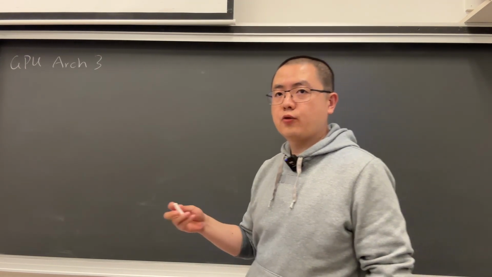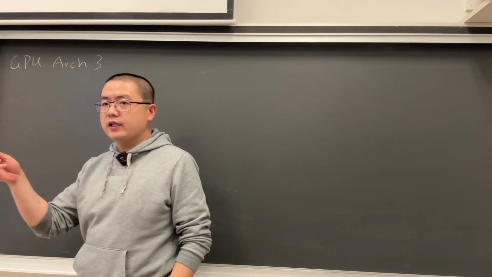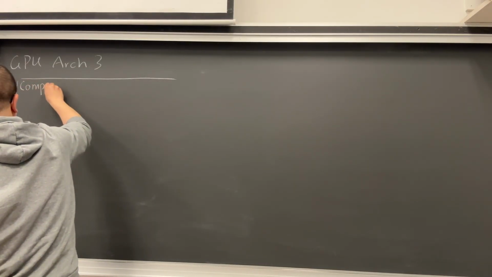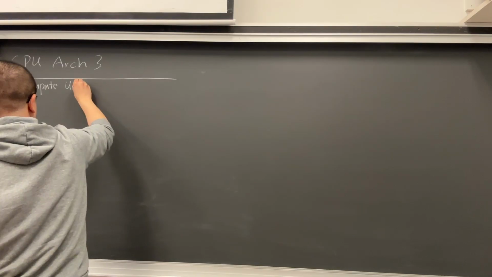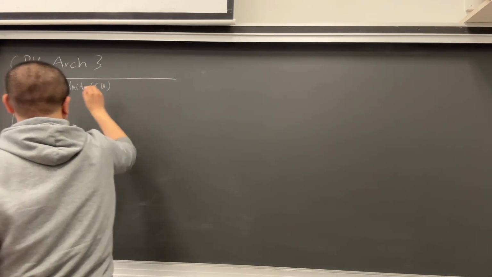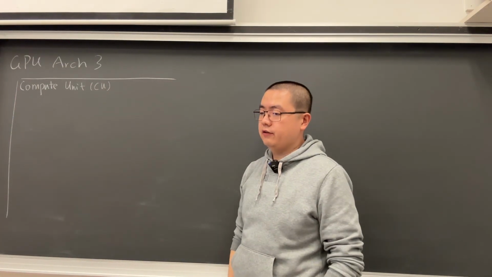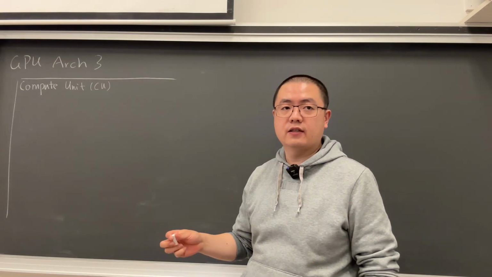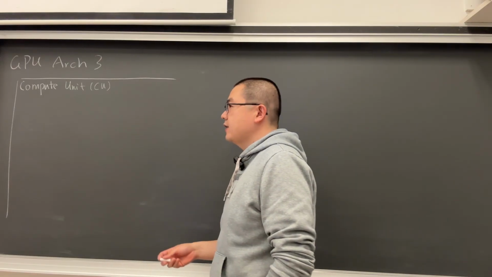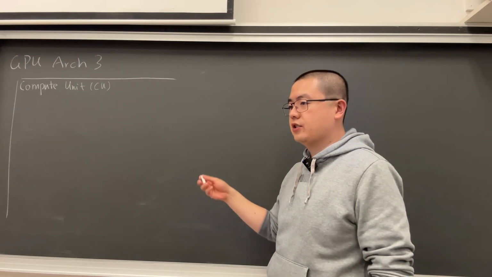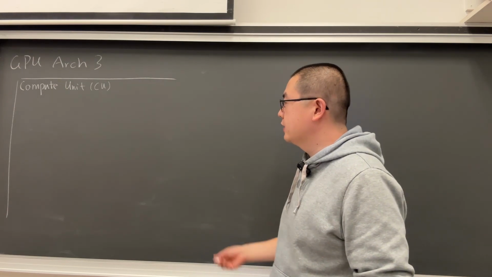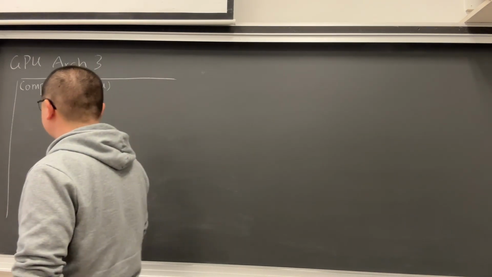Okay, so we start with the compute unit architecture. What are the components in a compute unit architecture? This is a compute unit, or called CU. In NVIDIA terminology, this is also called a streaming multiprocessor, or SM. They are basically the same thing. A GPU SM is slightly more powerful than an AMD compute unit, but they're still rather similar.